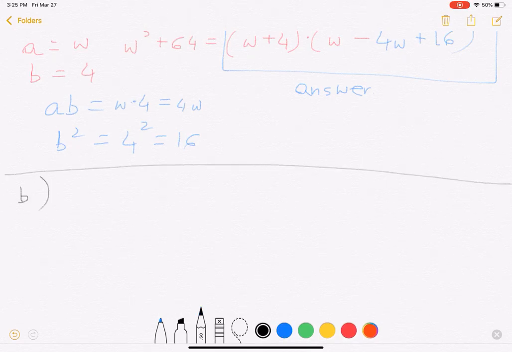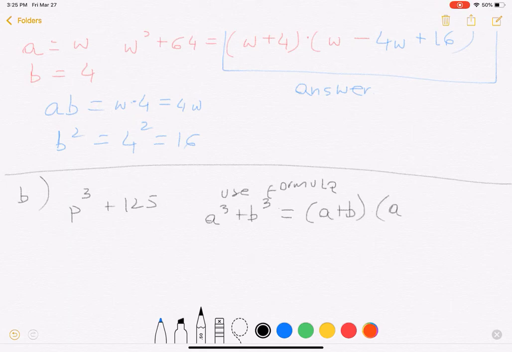Okay, so still we're talking about sum of cubes. Let's just get comfortable with this formula. So we have p to the third power plus 125. So use the formula a to the third power plus b to the third power, which is the same as a plus b times a squared minus ab plus b squared. And I recommend to rewrite that formula a couple times. That will help you to memorize.